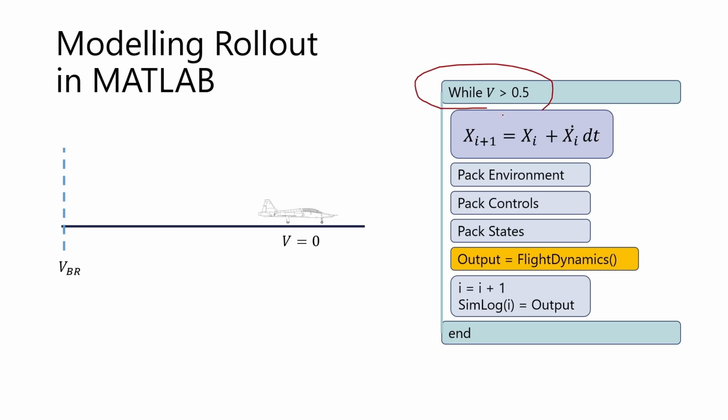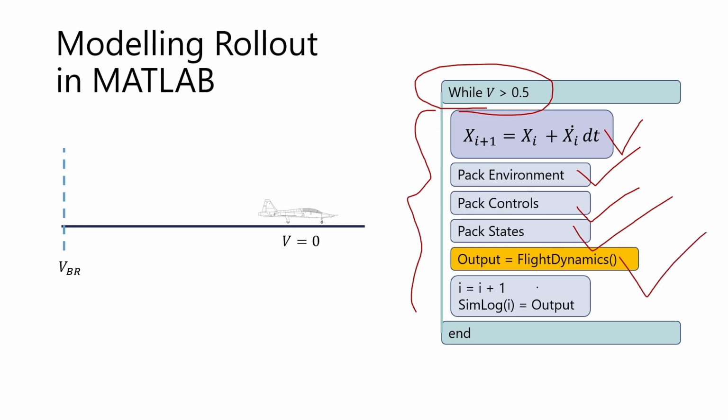We have only a while loop, where the velocity is greater than 0.5 meters per second, and the rest is the same. Perform the integration, pack environment, pack controls, but we don't have the controls here. Recall that landing gears and the speed brake are the controls, so they are packed, but they are not controlled anyways. And we pack states, output flight dynamics as well, and prepare for the next step, and it's ended. This is it. And let's go to MATLAB then.